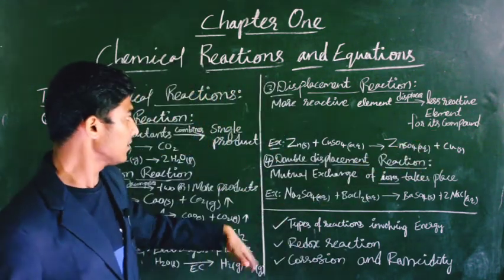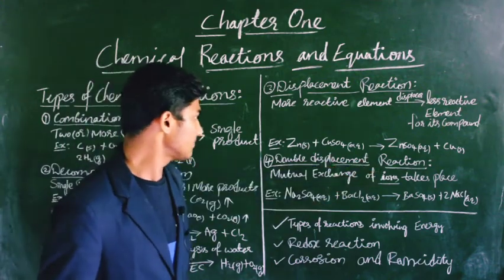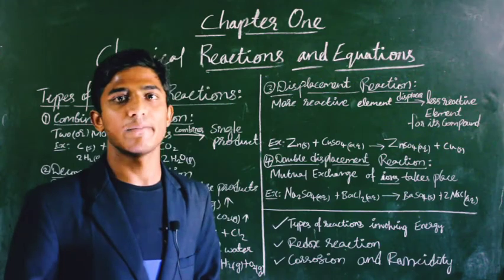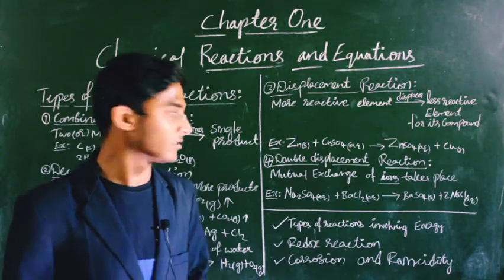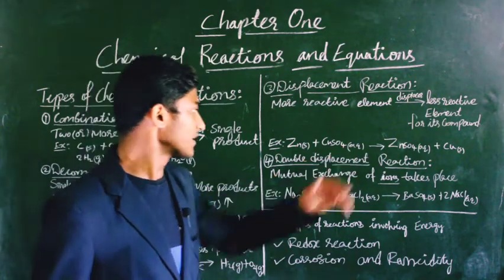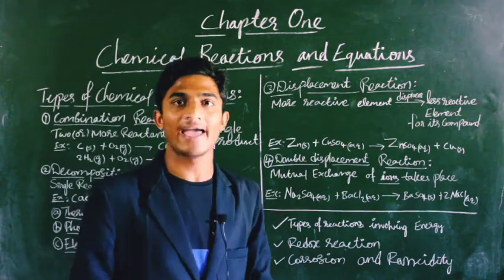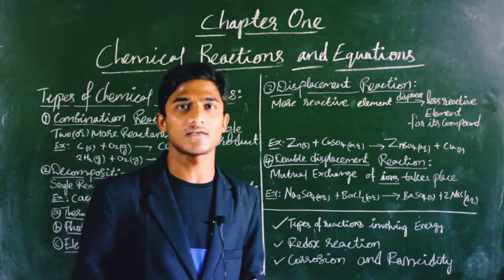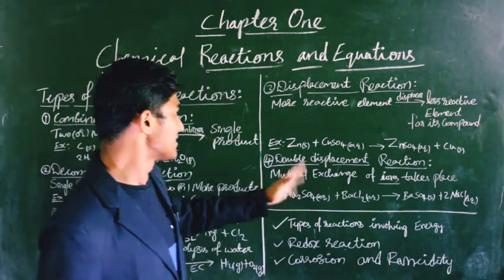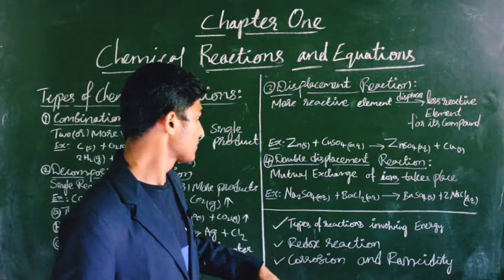Coming to the fourth point, double displacement reaction. What is double displacement reaction? When there is a mutual exchange of ions, it is known as a double displacement reaction. What are ions? Ions are nothing but charged atoms or molecules. We'll understand this definition with an example.